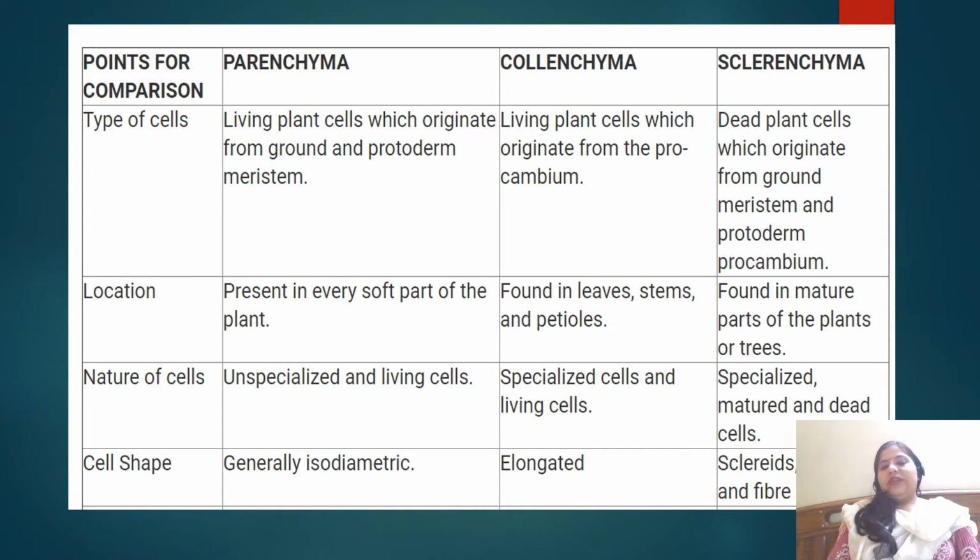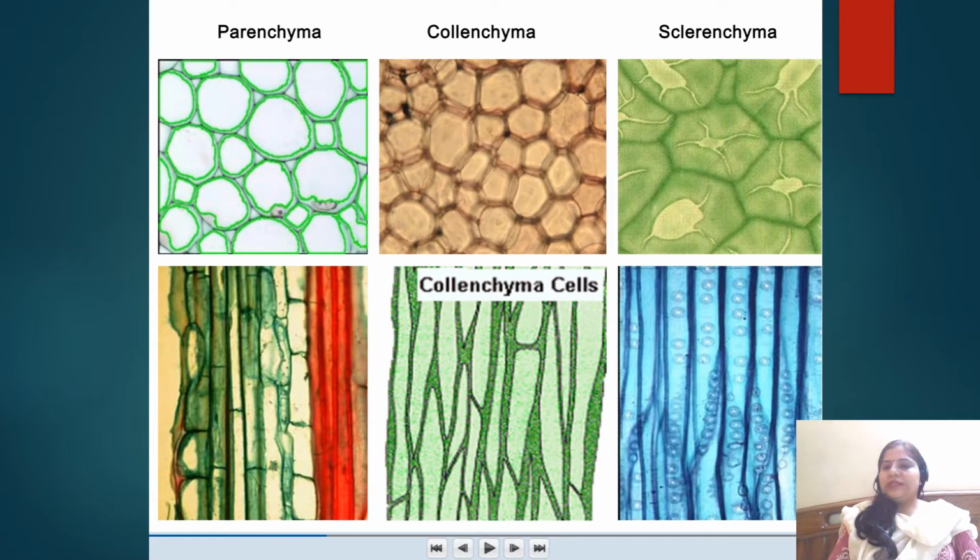So the nature of the cells in parenchyma: unspecialized and living cells are there. In collenchyma, specialized and living cells are there. Whereas in sclerenchyma, specialized, matured and dead cells are there. Shape, I already explained to you in the diagram, that parenchyma are isodiametric, collenchyma are elongated and sclerenchyma are fibrous tissue, as you can see in this diagram once again.